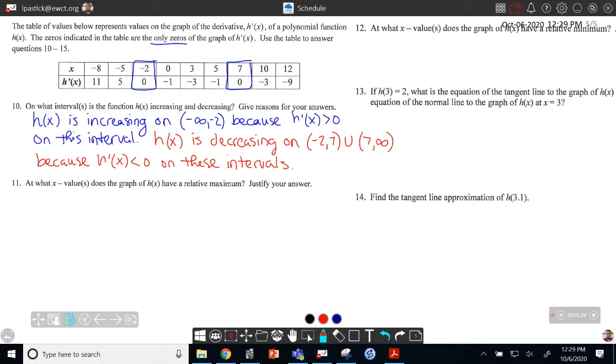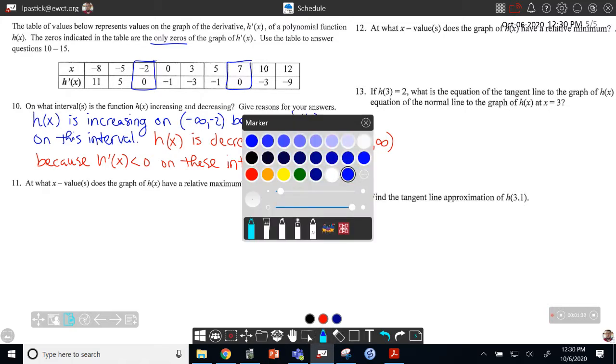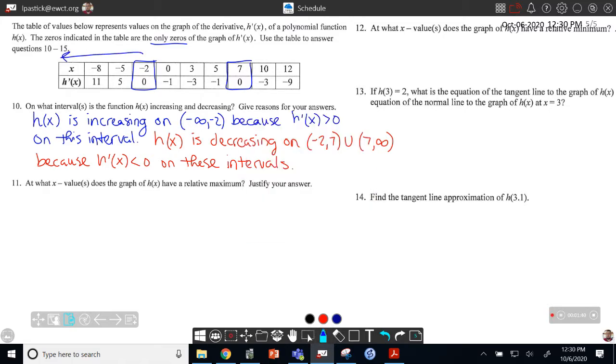Alright, so I've written my answer to this question. H of x is increasing on -infinity to -2. So h of x is increasing anywhere to the left of -2, because anywhere to the left of -2, h prime of x is positive. H of x is decreasing between -2 and 7, and after 7, anywhere to the right of 7. So h of x is decreasing on -2 to 7, union 7 to infinity, because h prime of x is less than 0 on those intervals.